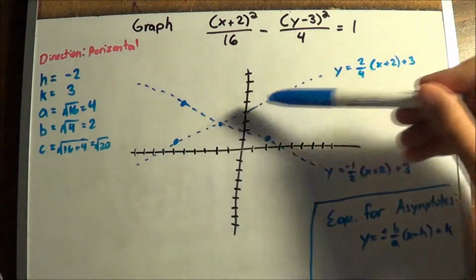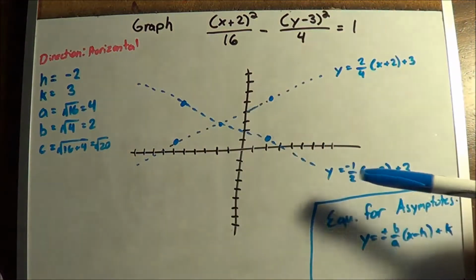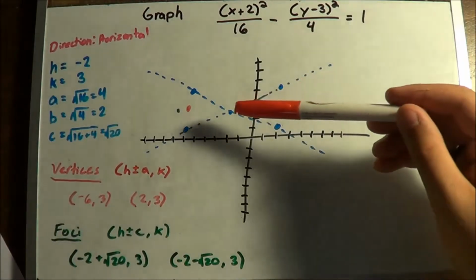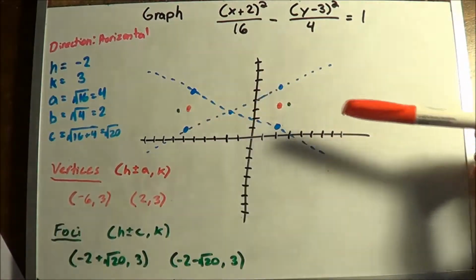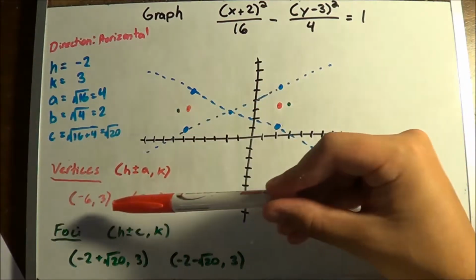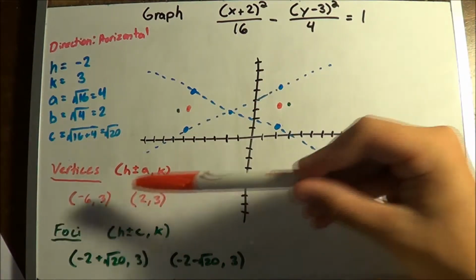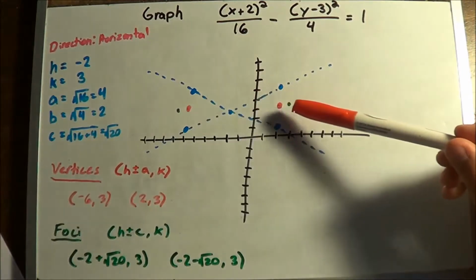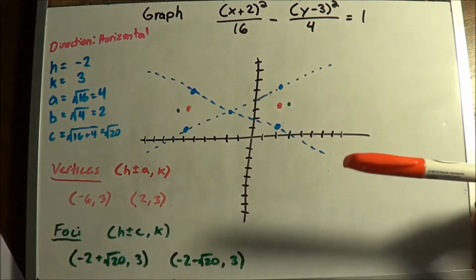Then I'm going to draw these asymptotes through the corners. Since we're going sideways, we're going to go out to the right and left of the center by a distance of a, giving us, to the left, a vertex at -6, 3, and to the right, a vertex at 2, 3.